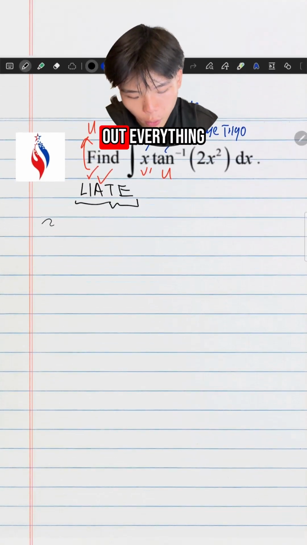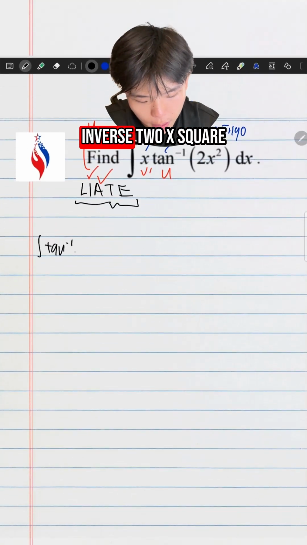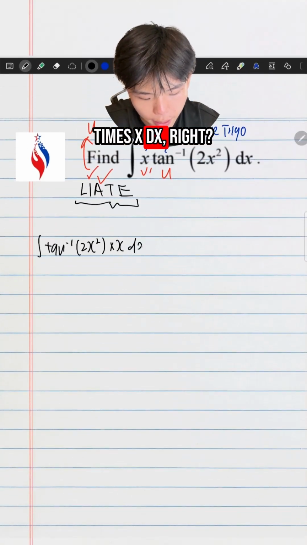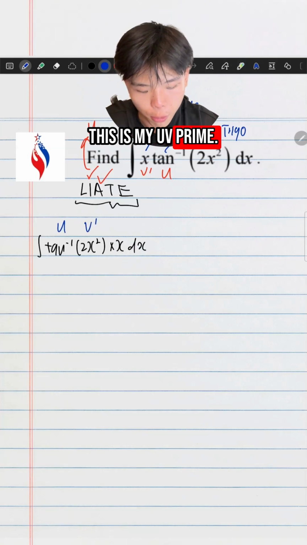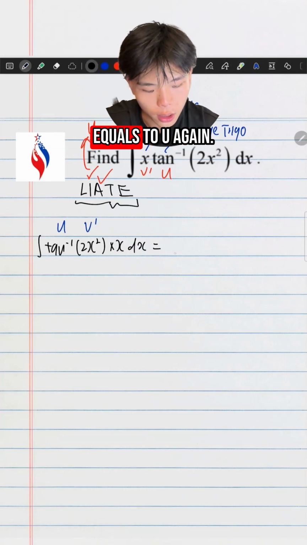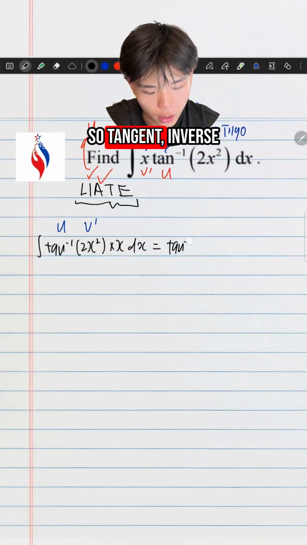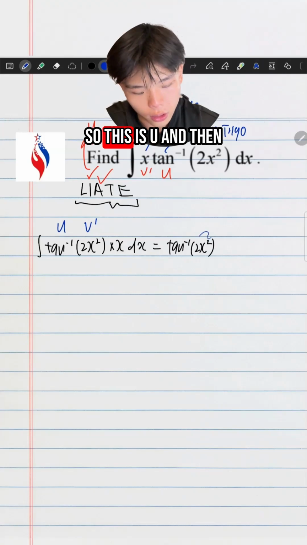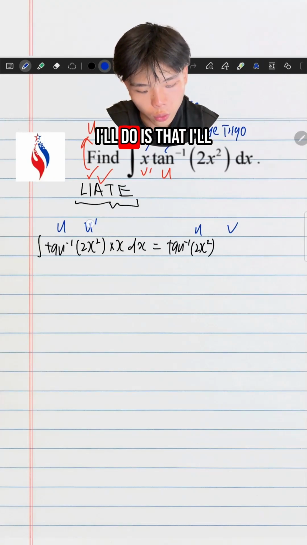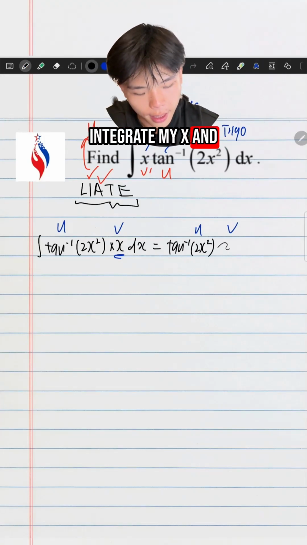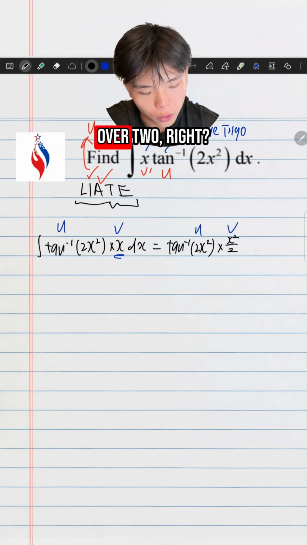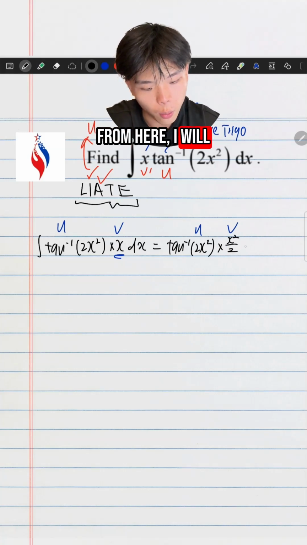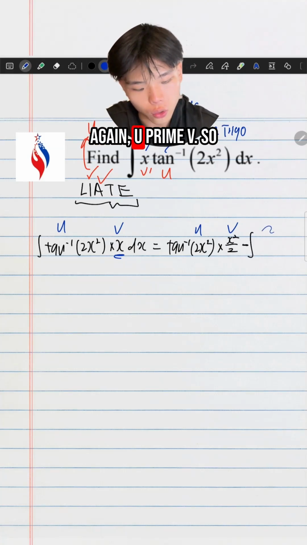So if I were to write out everything again, I have tangent inverse 2x squared times x dx. This is my u v prime. So this will equal u again, tangent inverse 2x squared. So this is u and then v prime. The first thing I'll do is integrate my x, and that will essentially give me x squared over 2. And then after that, from here I will minus away, then again u prime v.